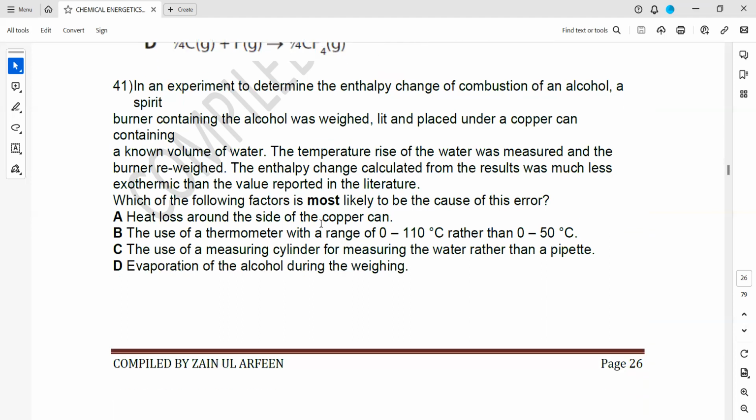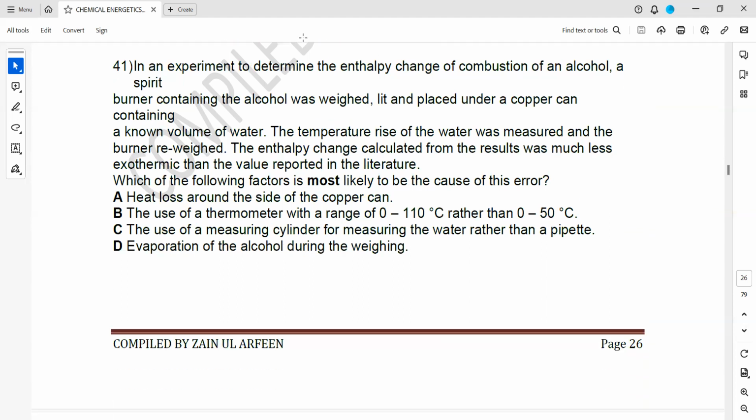Then, in an experiment to determine the enthalpy change of combustion of an alcohol, a spirit burner containing an alcohol was weighed, lit, and placed under a copper can. So, how do we work out the enthalpy change of combustion? We have a spirit burner, which is filled, for example, with alcohol. When we burn it, it produces heat energy, and that causes the water temperature to rise. The temperature rise of the water was measured, and the burner reweighed.